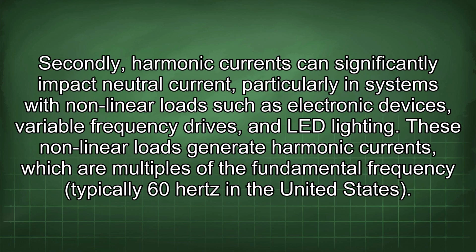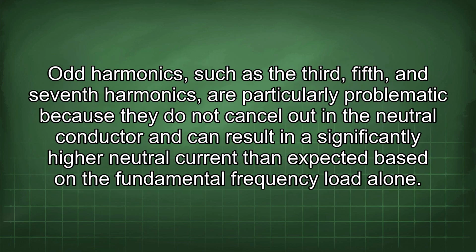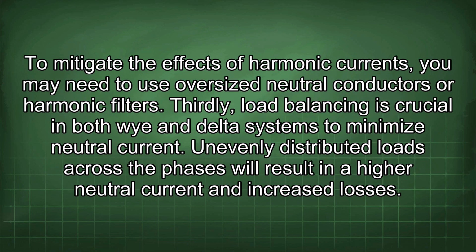Secondly, harmonic currents can significantly impact neutral current, particularly in systems with nonlinear loads such as electronic devices, variable frequency drives, and LED lighting. These nonlinear loads generate harmonic currents, which are multiples of the fundamental frequency, typically 60 Hz in the United States. Odd harmonics, such as the third, fifth, and seventh harmonics, are particularly problematic because they do not cancel out in the neutral conductor and can result in a significantly higher neutral current than expected based on the fundamental frequency load alone. To mitigate the effects of harmonic currents, you may need to use oversized neutral conductors or harmonic filters.